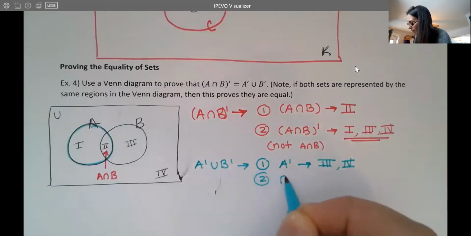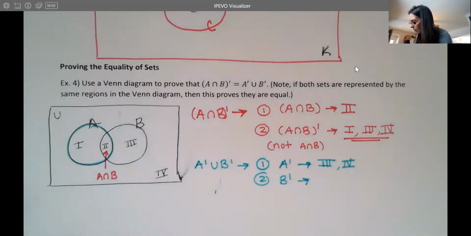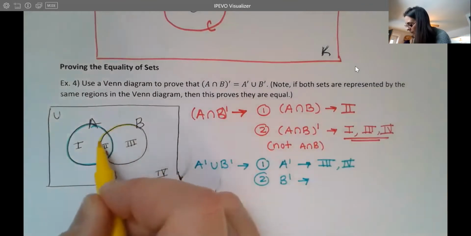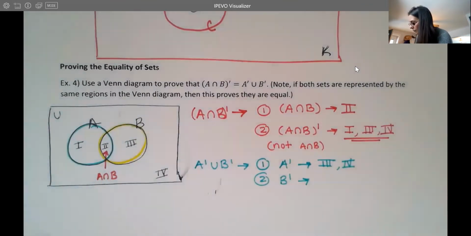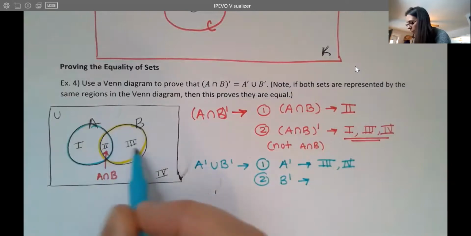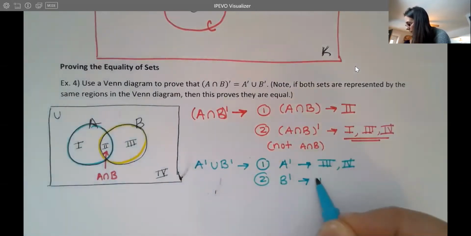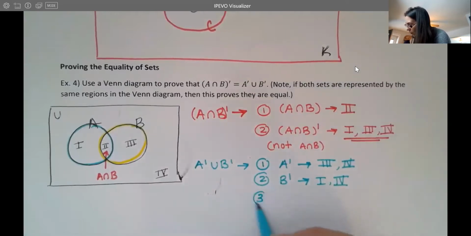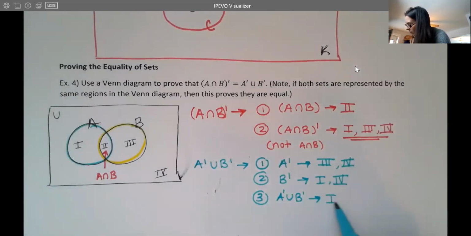Then I'm going to figure out not B. Well, I'll use a different color. B is here. So the 2 regions that are not part of B are 1 and 4. And now I want the union of them. So I want to combine those together. So I see I have region 1, I have region 3, and I have region 4. I don't have region 2, right? I don't need to repeat the 4th region either. So region 2 is not included. I have 1, 3, and 4.